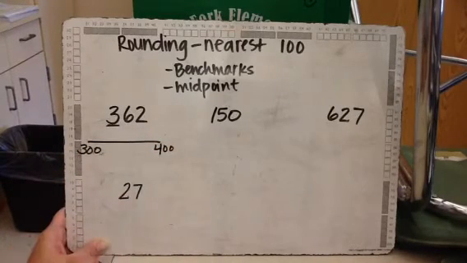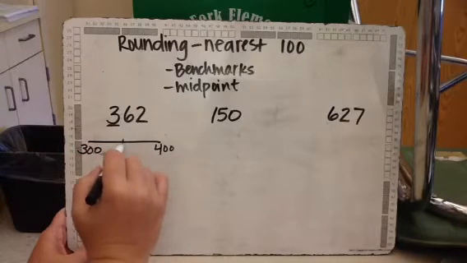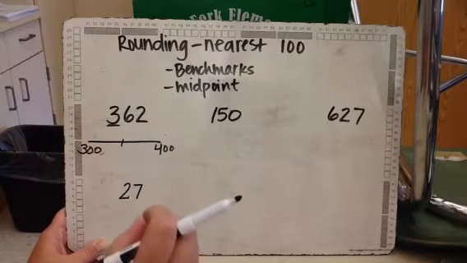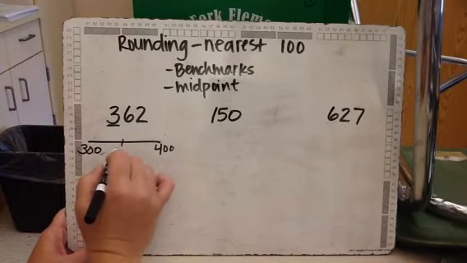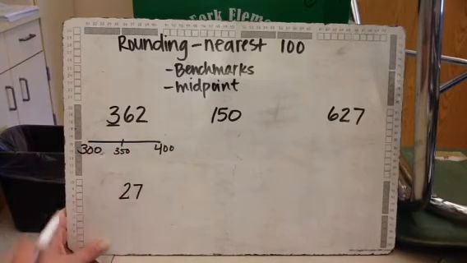Now I need to find my midpoint. Just like with rounding to the nearest 10, the midpoint ended in 5 because 5 is right in the middle of 10. Our midpoint for the hundreds is always going to end in a 50 because 50 is the midpoint of 100. So we just have to remember it's not just 50, it's 350 for this midpoint.